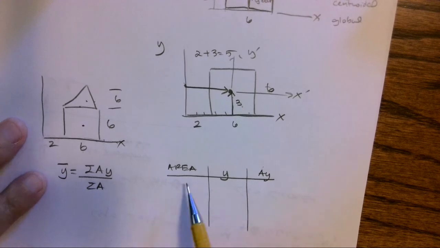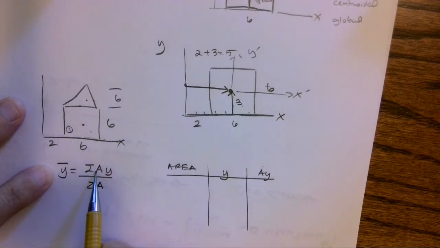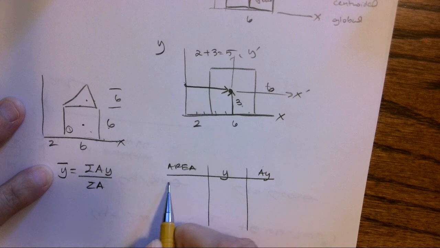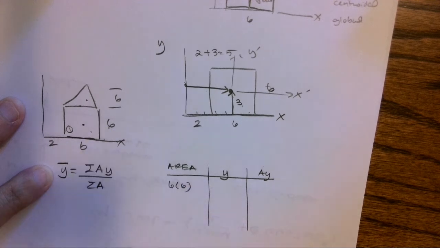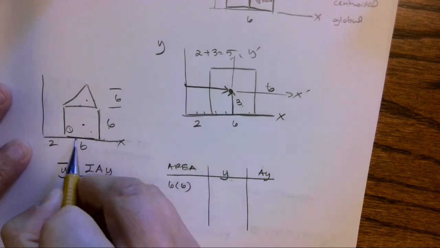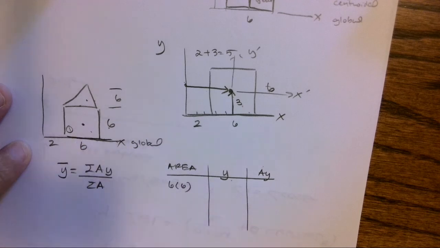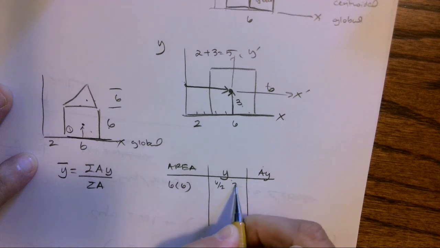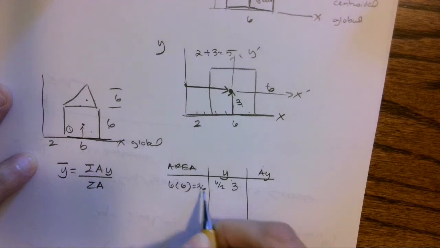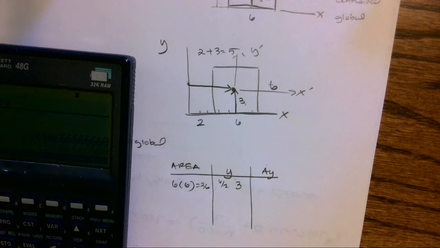So we're going to look at shape 1. What is the area of shape 1? It is 6 times 6. And I always in my head say base times height. Okay. Y. Y is from my global to the centroid of the single shape I'm looking for. So that distance is going to be 6 divided by 2, which is 3. So we get 36 times 3, and I get 108.